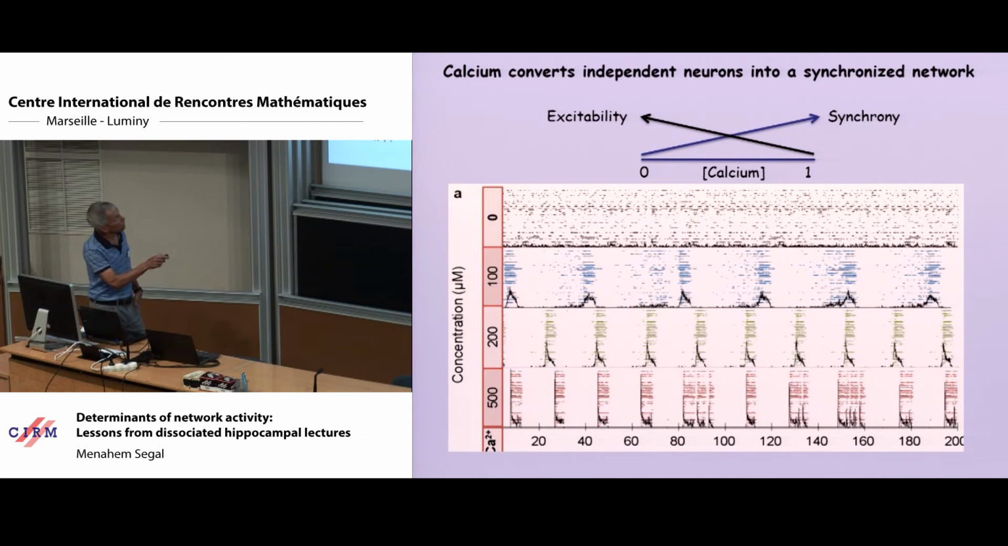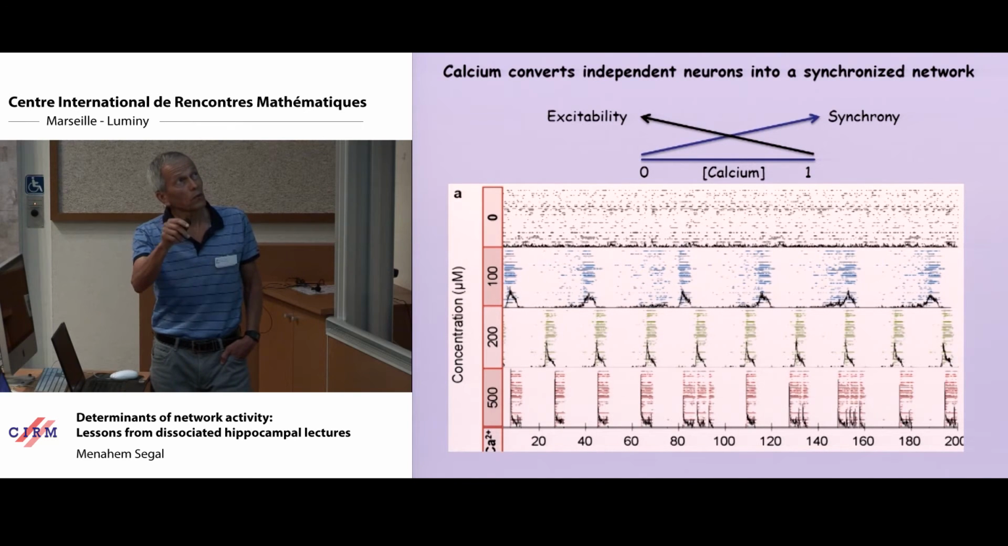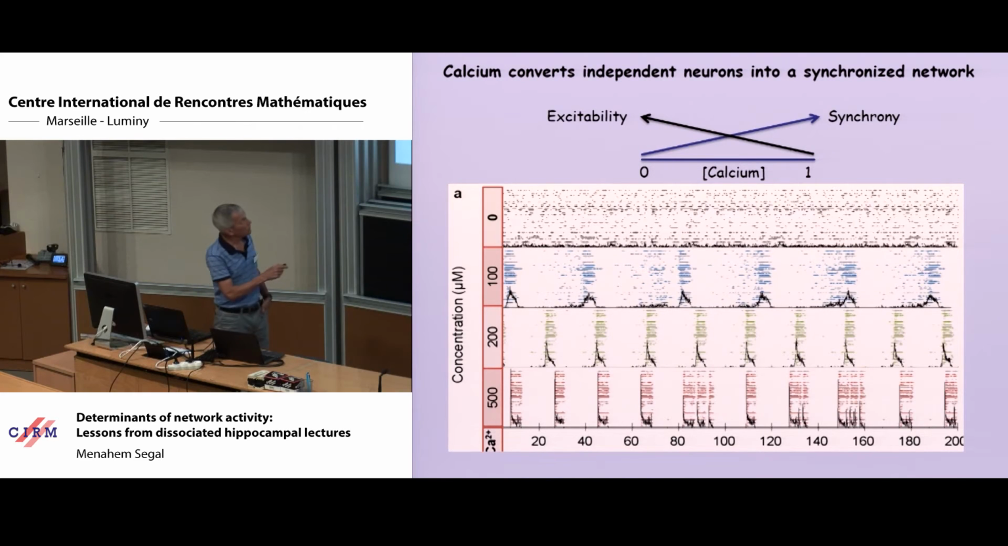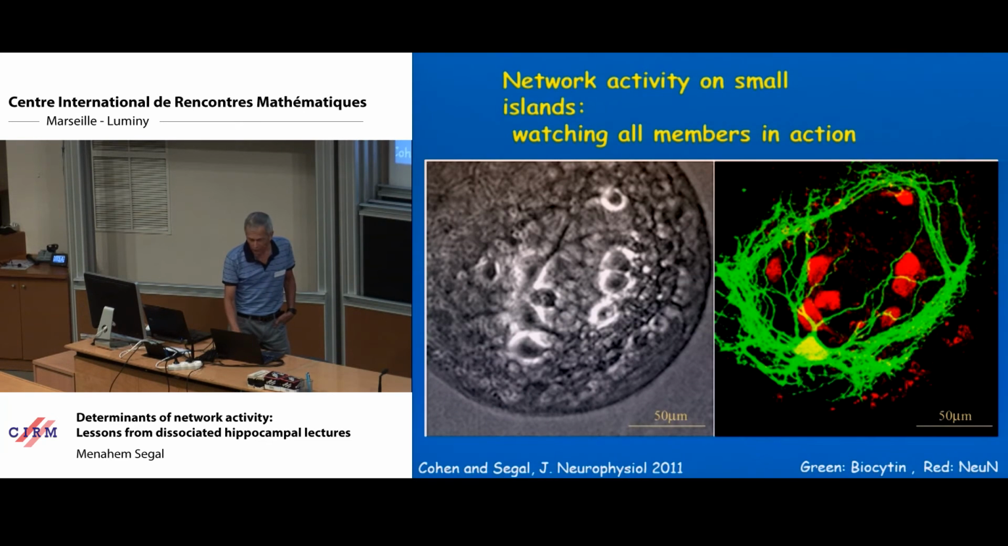So here is an illustration of a network that fires spontaneously. Each neuron fires spontaneously in absence of extracellular calcium. You add 100 micromolar up to 500 micromolar, and the entire network synchronizes. And it synchronizes at the same rate that the average individual neuron is doing it. So that is fine, but can we determine if there is any leader neuron among the population?